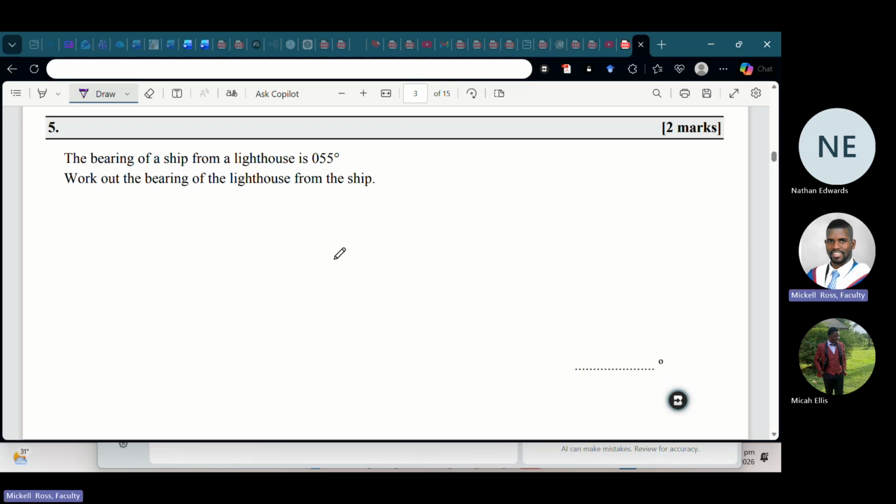All right. It says the bearing of a ship from a lighthouse is 055 degrees, or 55 degrees. Work out the bearing of the lighthouse from the ship. Now, there is something that is called back bearing.